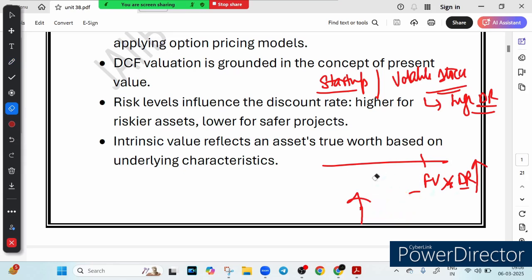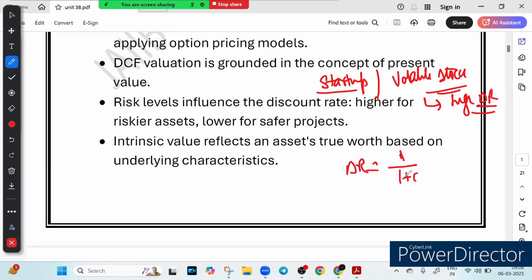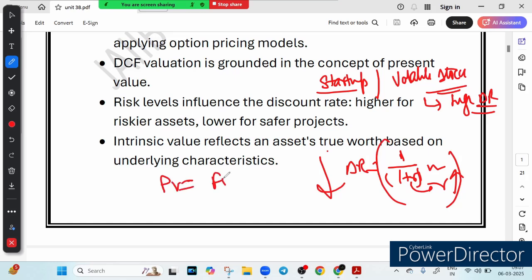The discount factor is mathematically represented as 1 upon (1 plus r) whole to the power n, where r is the rate. So if r increases, this entire term will decrease, and since present value is equal to future value multiplied by the discount factor, PV will also decrease. So if we increase the discount rate, as with a startup or volatile stock, their present value will be less.